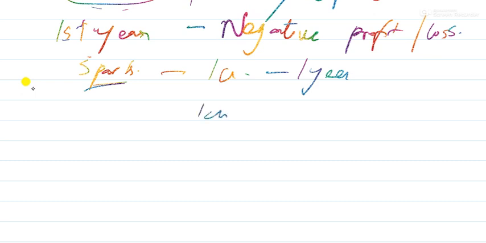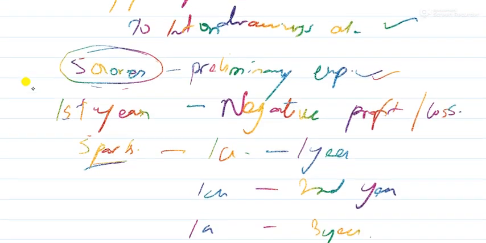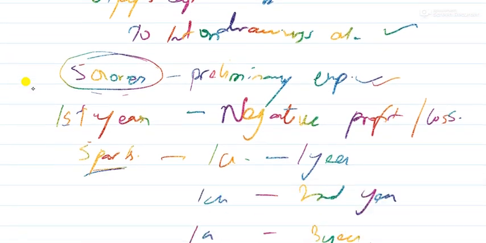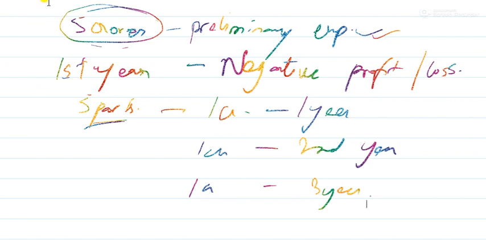Then 1 crore in the second year, then 1 crore in the third year. So what happens? This huge expense of 5 crores, the burden of this is divided among different years, so that the profit is not affected very much by the preliminary expenses.